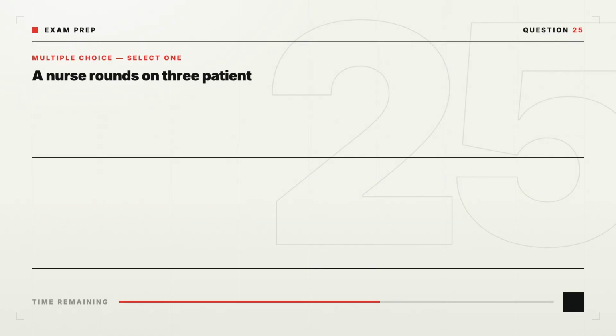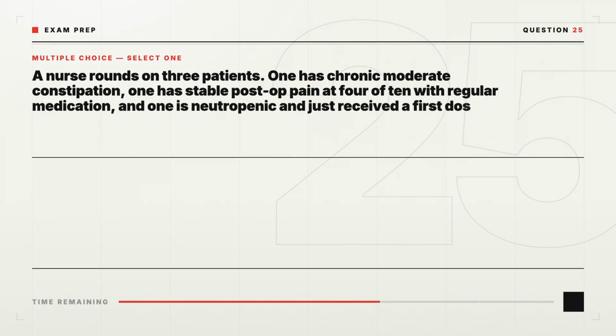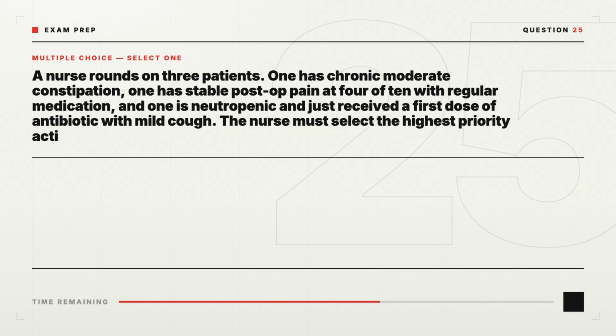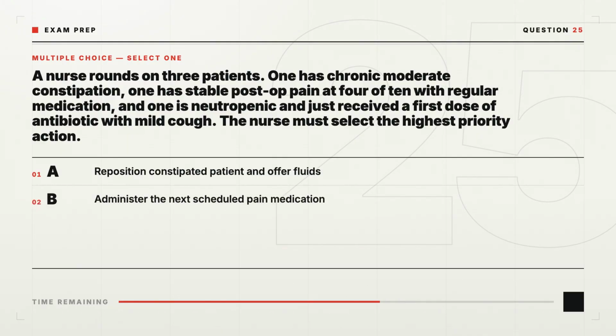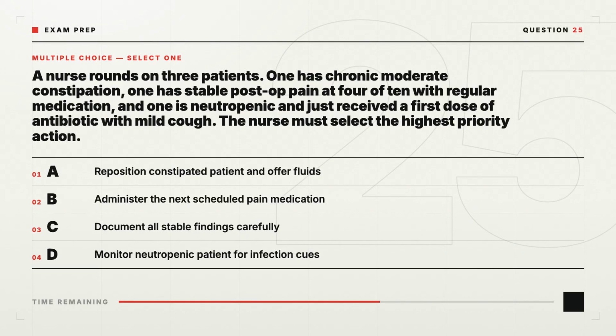Question 25. A nurse rounds on 3 patients. One has chronic moderate constipation. One has stable post-op pain at 4 of 10 with a regular medication. And one is neutropenic and just received a first dose of antibiotic with mild cough. The nurse must select the highest priority action. Your options are: A. Reposition constipated patient and offer fluids. B. Administer the next scheduled pain medication. C. Document all stable findings carefully. D. Monitor neutropenic patient for infection cues. Which one is it? Pause the video if you need more time.